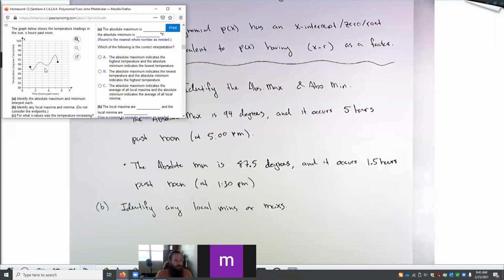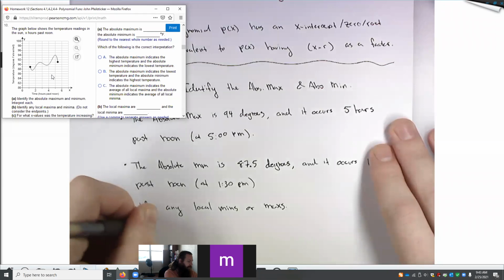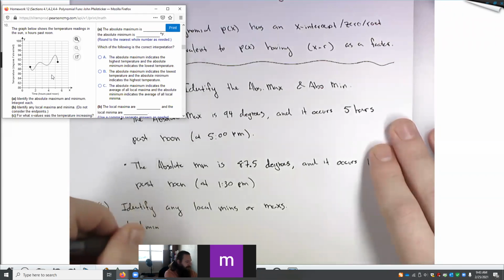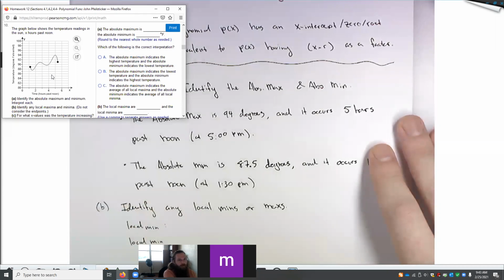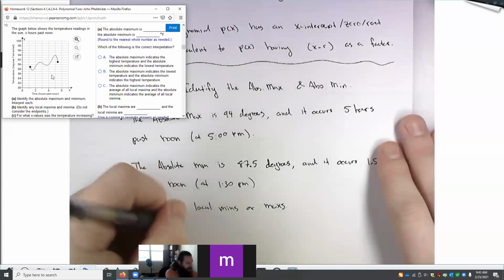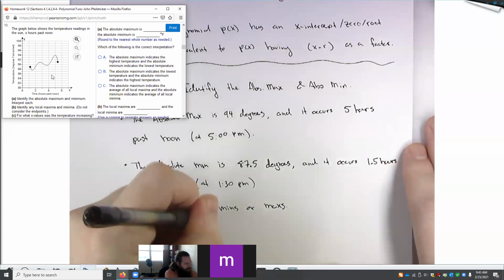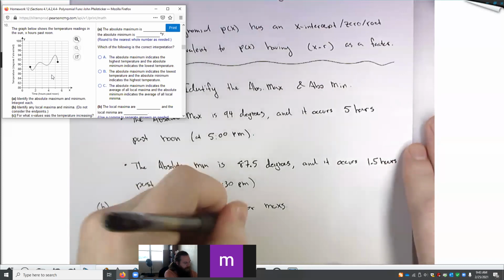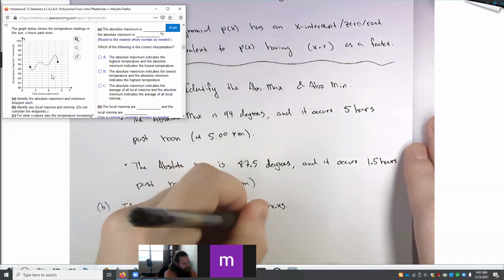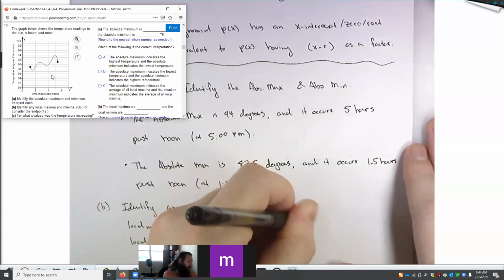So I would say there's 2 local mins. That first local min is the one that happens to also be the absolute min, right? Local min of 87.5 degrees. Let's say y equals, and it occurs at x equals 1.5 hours past noon.